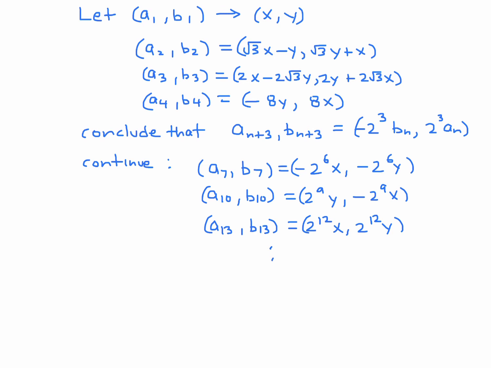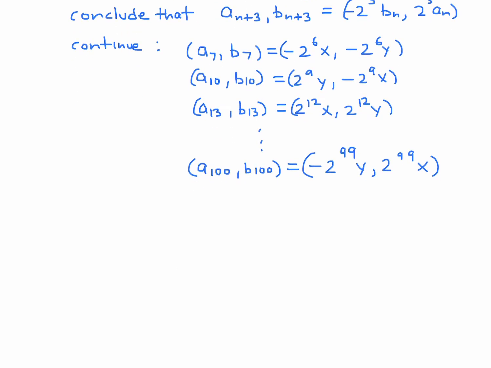And if you keep going in that pattern, you will be able to conclude that a100, b100 is equal to minus 2 to the 99 y and 2 to the 99 x. Okay, so at this point, we know from the question that a100, b100 is 2 and 4. They've given that in the question. So now we can solve for y and x.